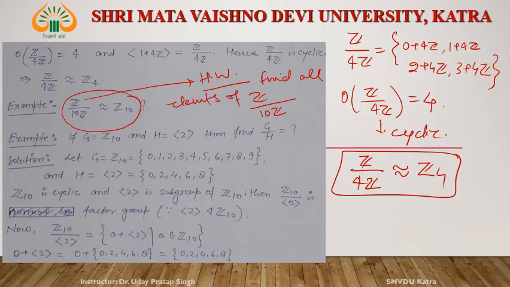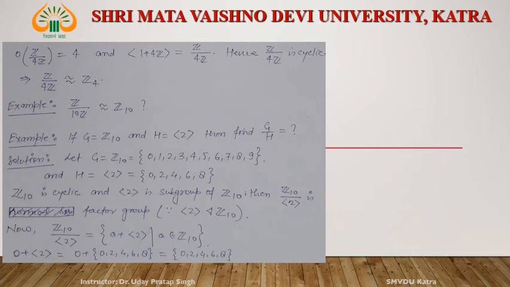Next, if G is equal to Z10, see what is G? G is equal to Z10. Z10 means it is a group with respect to addition modulo 10, right? Z10 is a group with respect to addition modulo 10. This is a group, right? Then consider H.